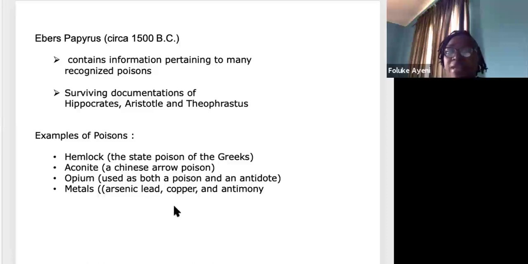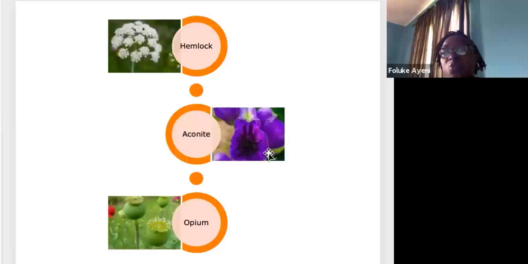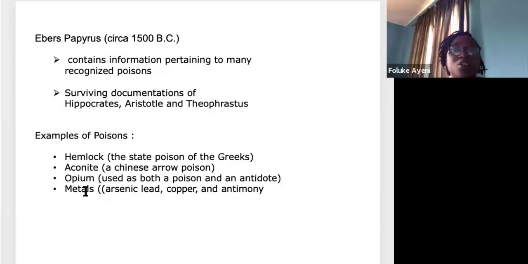Then we have the Aconite, the second one here, also looking like a flower. It was also used as a poison by the Chinese. They formulated it into something like a liquid and coated their arrows with it, and they used it in their wars then. It became something that they used to win so many wars.